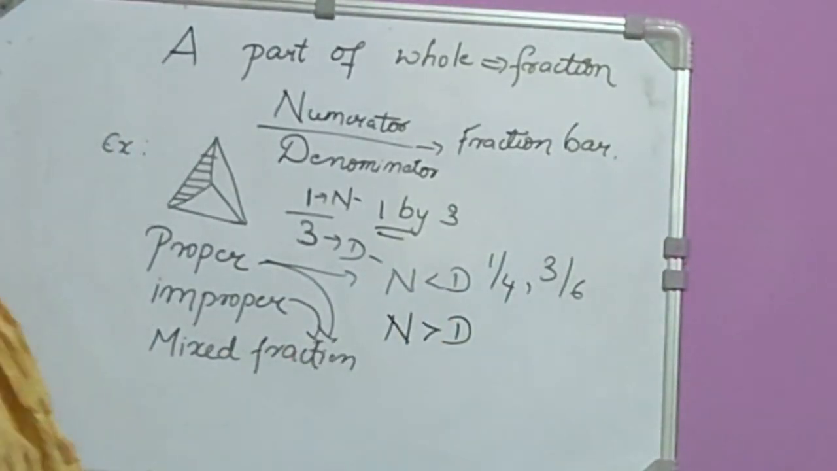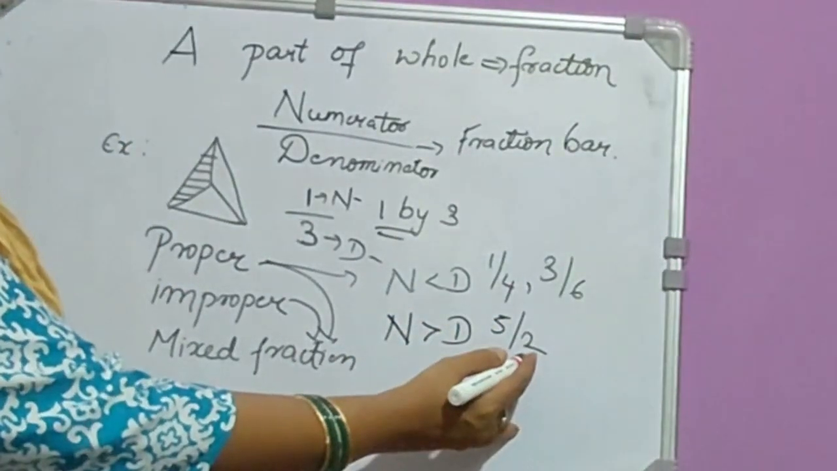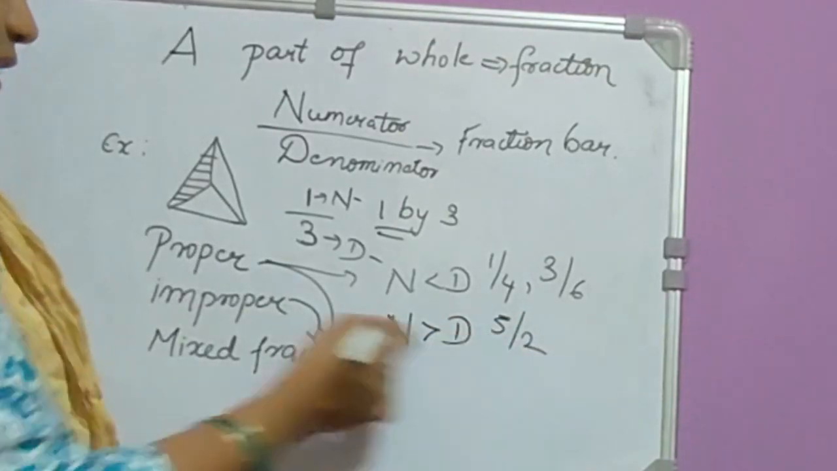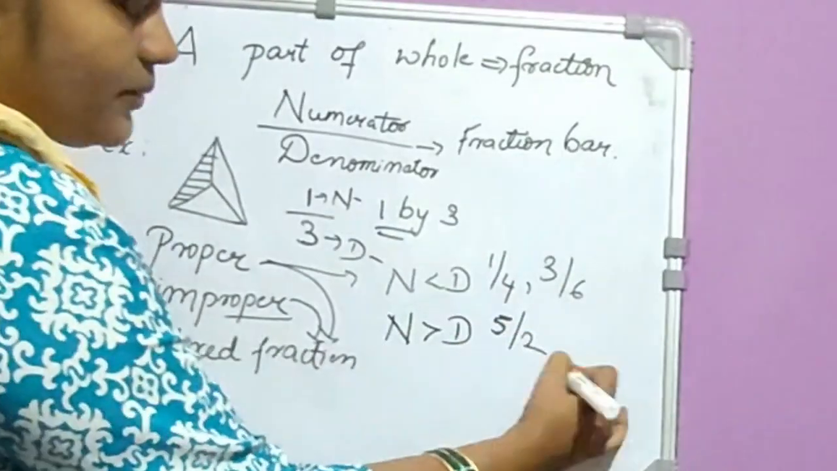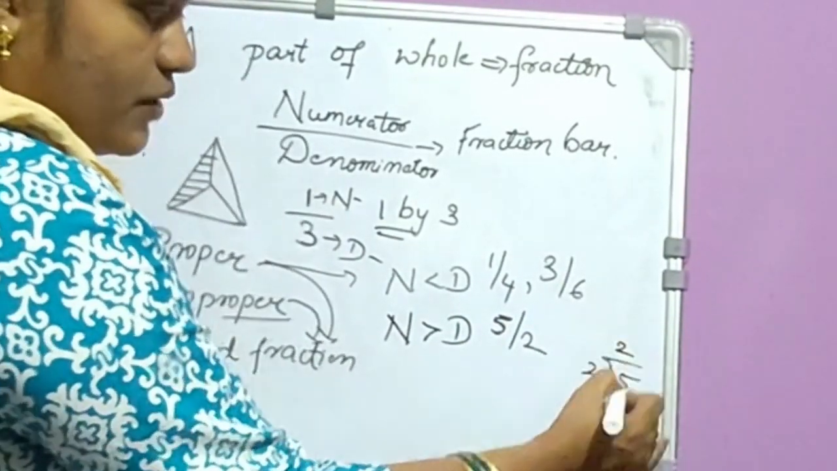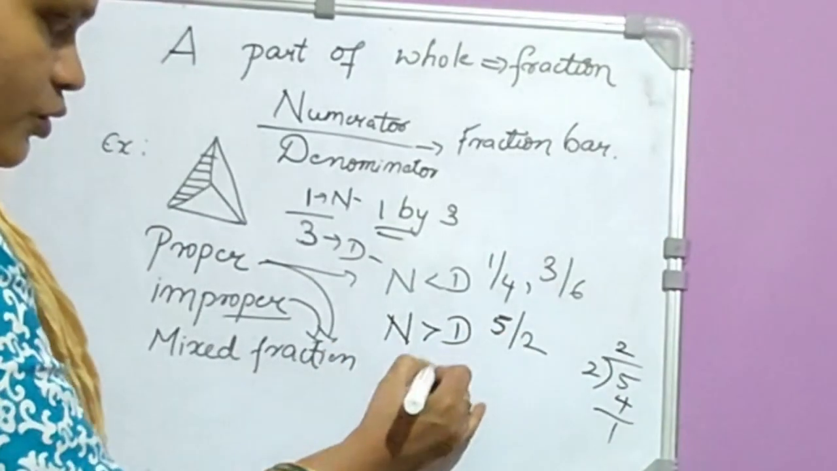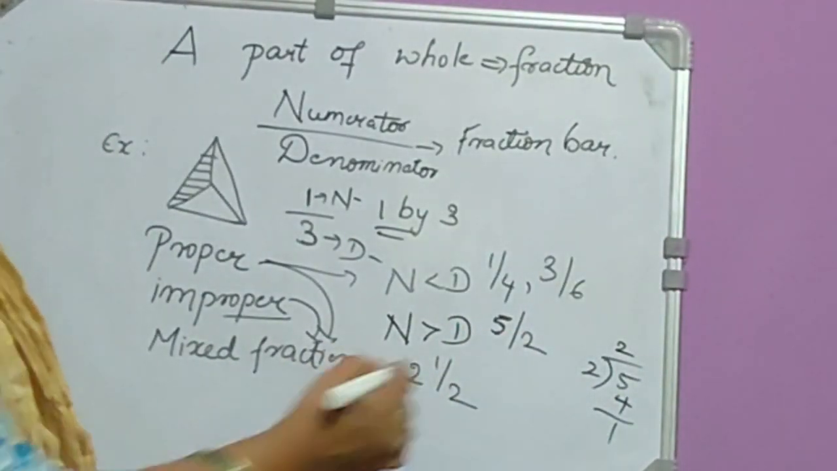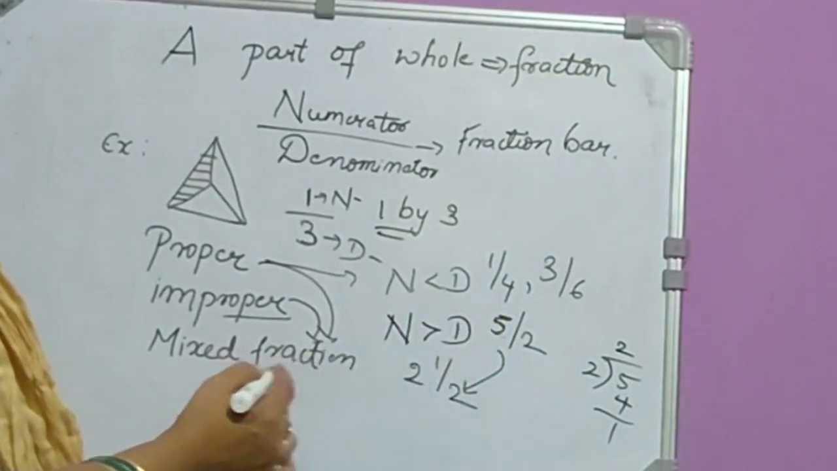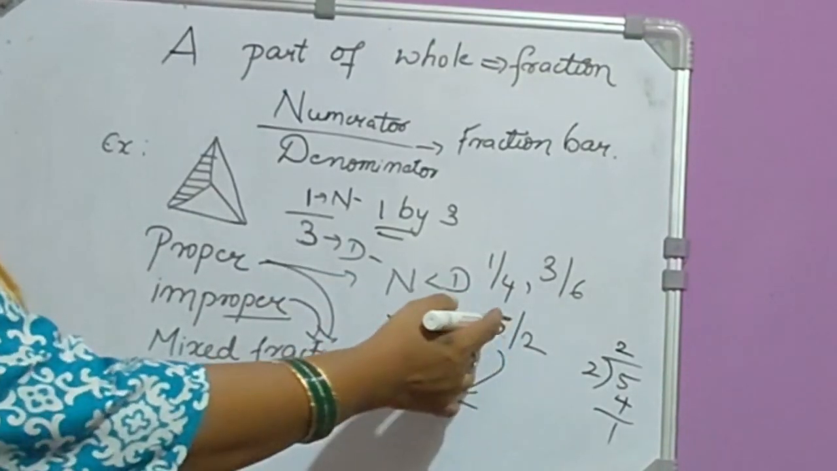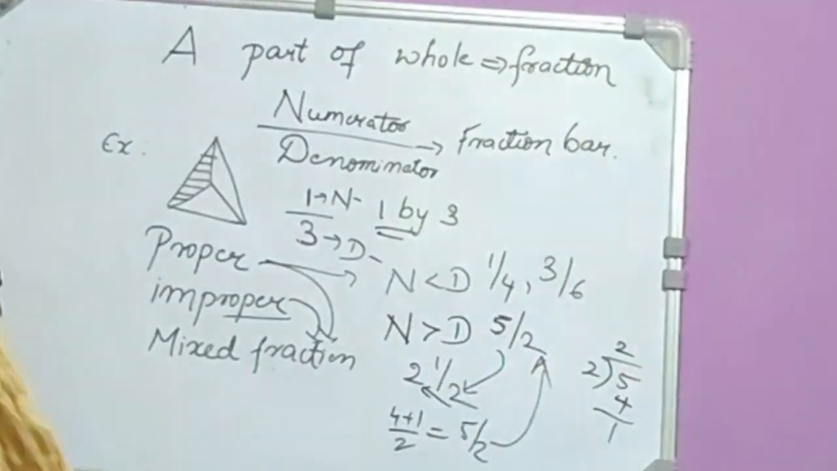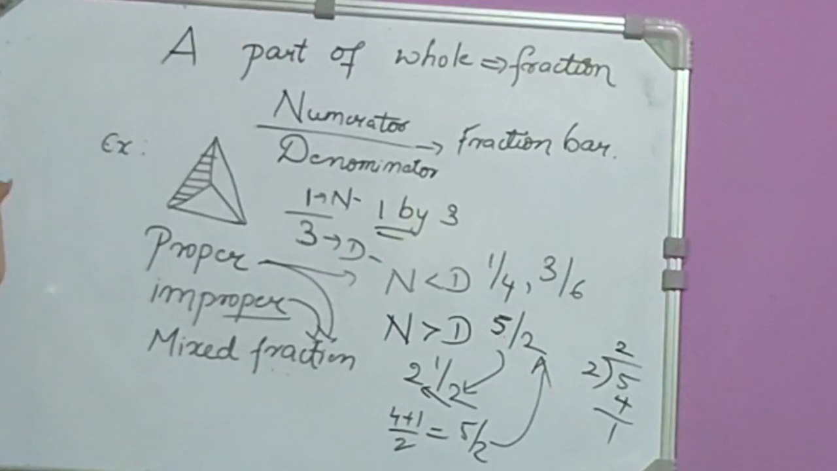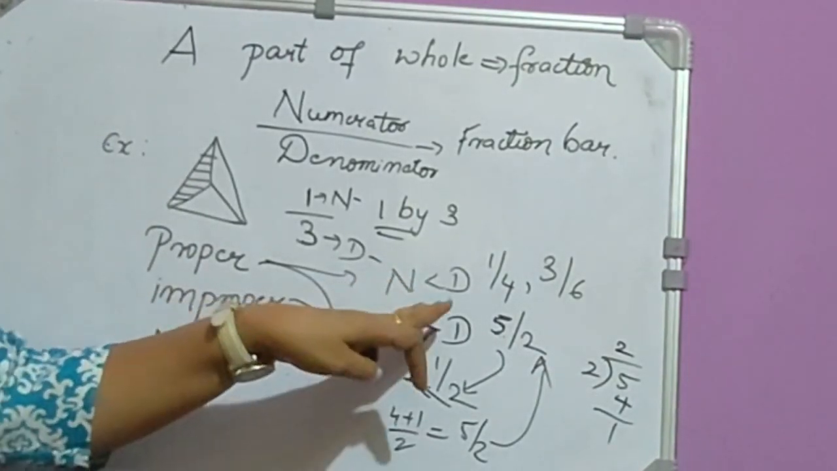And in an improper fraction, the numerator is greater than the denominator. Example, you can write any number where the numerator is greater than the denominator. Here I wrote it as 5 by 2. An improper fraction you can convert into a mixed fraction just by dividing. Further, the mixed fraction is converted back into an improper fraction by multiplying the quotient and the divisor and then adding the remainder. Okay, this is one way of classification of fractions based on the values of numerator and denominator, whether the numerator is greater than the denominator or the denominator is greater than the numerator.